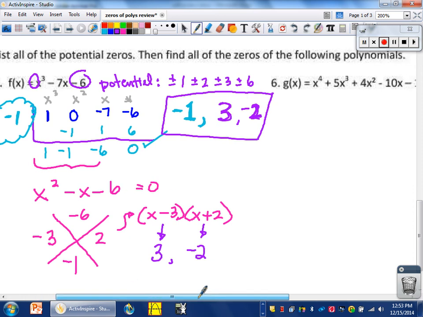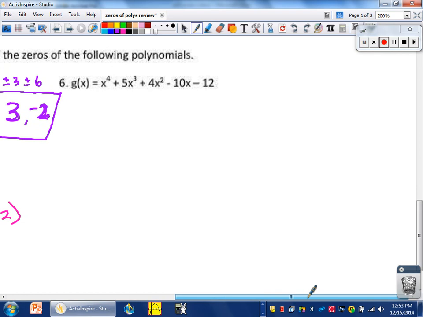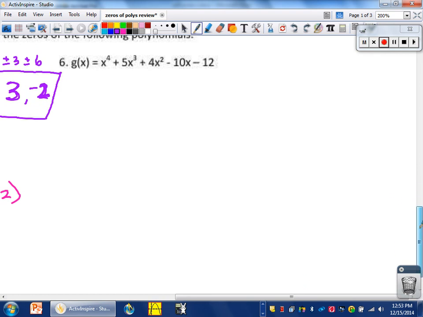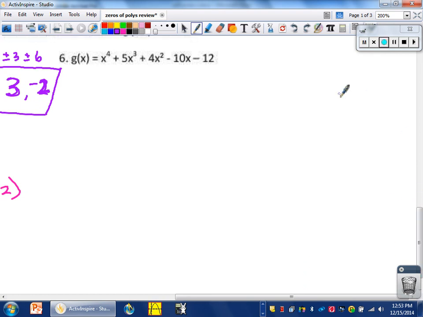Okay, notice on this next one we have a 4th degree polynomial, so we're going to have to use synthetic division twice, because a 4th degree polynomial will give us a cubic after we find one, and that cubic has to be whittled down to a quadratic before we can find them. So let's see, factors of 12: plus and minus 1, plus and minus 2, plus and minus 3, plus and minus 4, plus and minus 6, plus and minus 12.